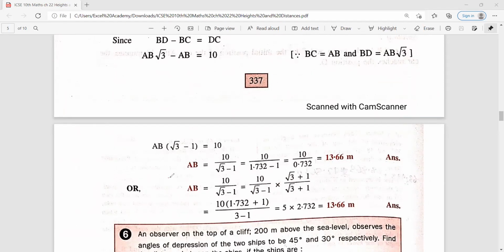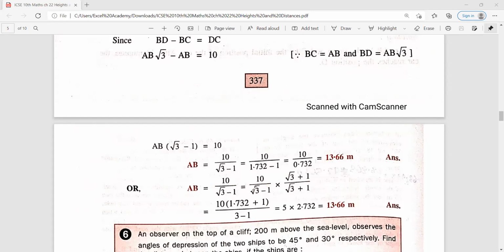So there are two ways to do this. You can substitute the value of root 3 minus 1. So you get 0.732 and you divide 10 by 0.732, you get 13.66. You can choose to do this. But if you don't, then you have to rationalize. So the rationalizing factor here happens to be root 3 plus 1. So you multiply the numerator and denominator by root 3 plus 1. I need not tell you this. तुम्हाला 9वी आठवायला पाहिजे आता.